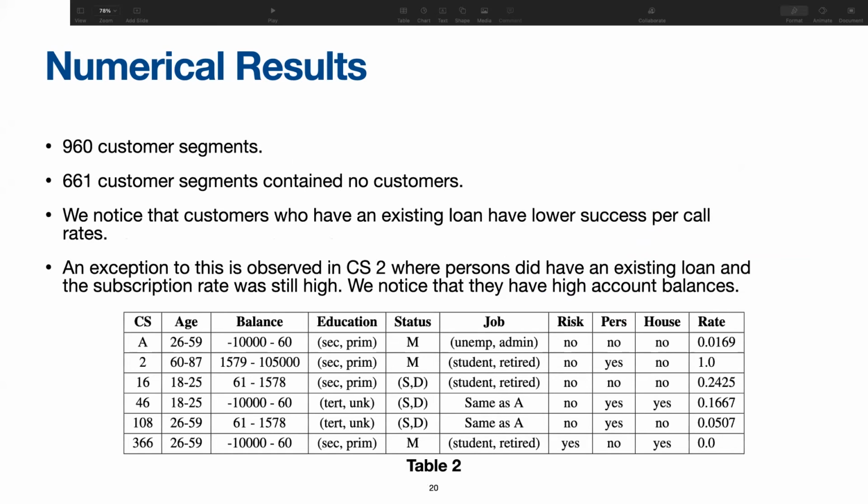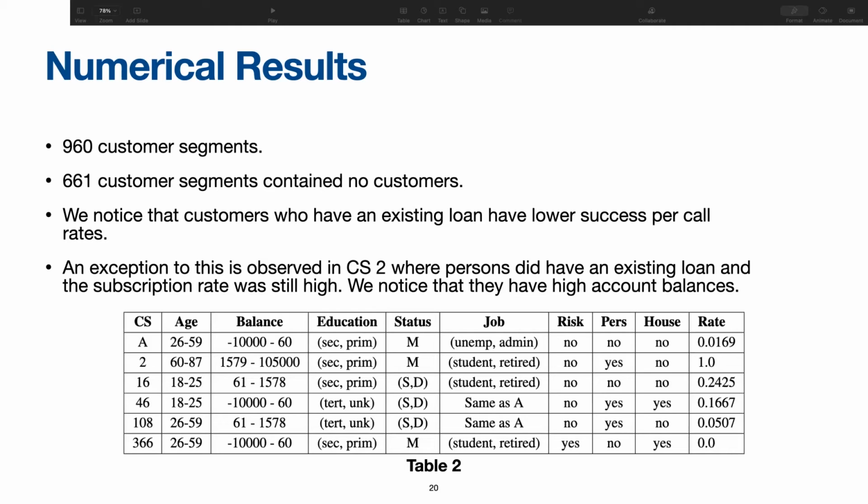Okay, so I'll get more into the results. After deriving all possible customer segments, there were 960 segments in all. And of those, 661 segments contain no customers. We then noticed that customers who had an existing loan have lower success per call rates. An exception to this was observed in customer segment 2, where persons did have an existing loan and the subscription rate was still high. We noticed that they have high account balances.